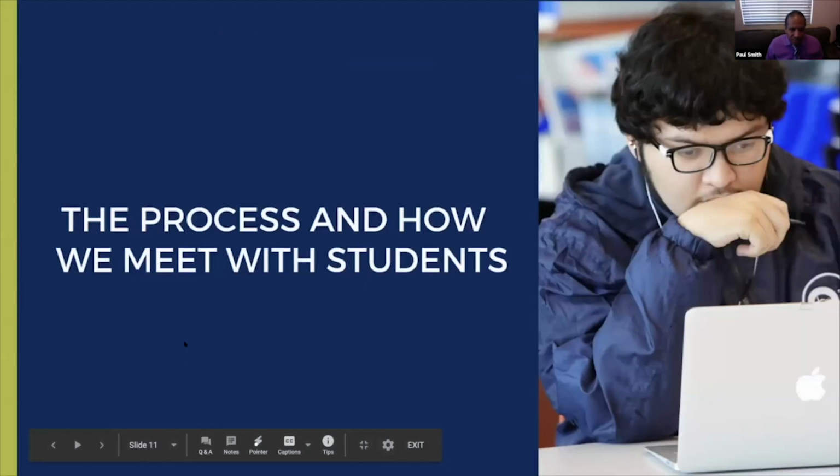The next one is the process and how we meet with students. It's very interesting to note that, as you can see, we have a scholar, a student here. He is probably one of the more impactful individuals that we have. When I say he, I mean collectively all students and scholars. The villagers are actually the ones that help the village thrive and note if there's a concern or if there are things going on.